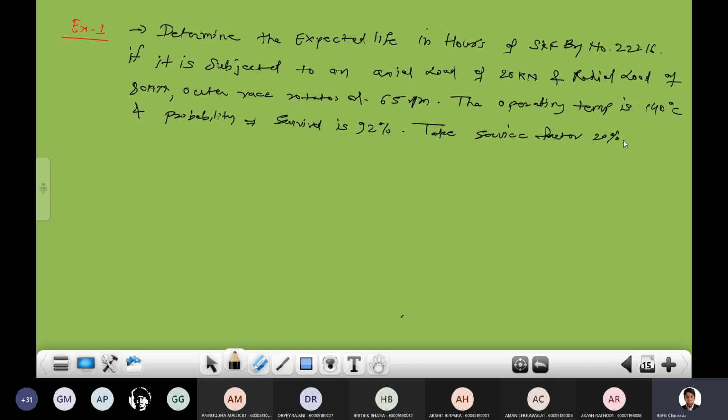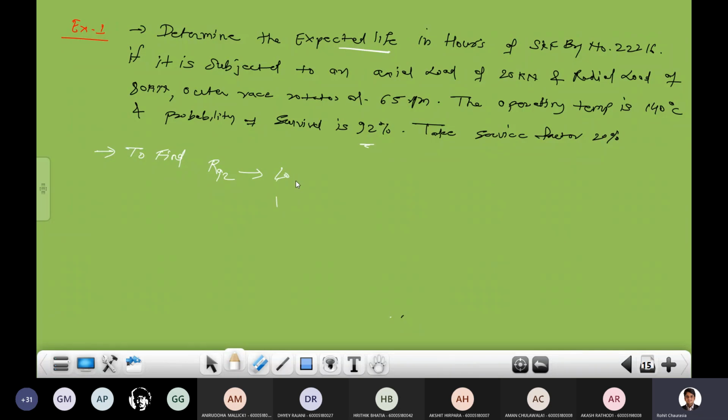This is a university question. Determine the expected life in hours. Basically, we need to find out the expected life in hours of SKF bearing for 92% survival. So once we go through the question, for R92 I have to find out L08.